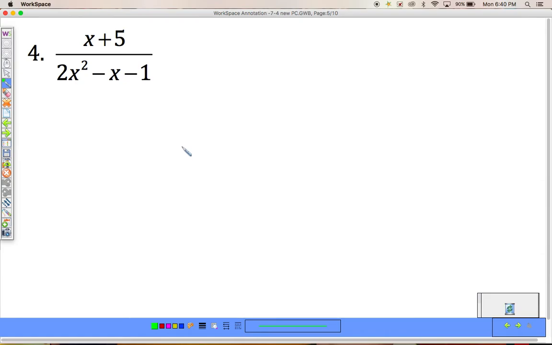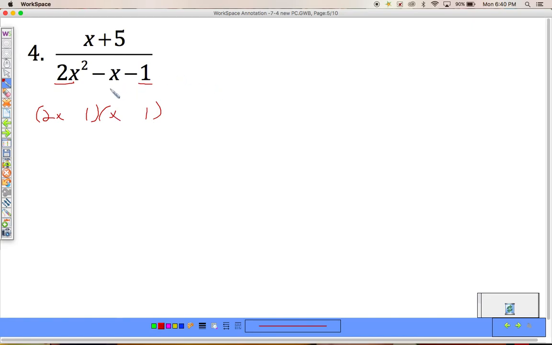All right, number 4, same idea. x plus 5 over 2x squared minus x minus 1. All right, so I'm going to factor the bottom. A lot of us would go through all these steps, but we're going to make this a little bit better. These are two prime numbers. So in the front of each parentheses has to be an x, in the back has to be a 1. That's the only way I can break these down.